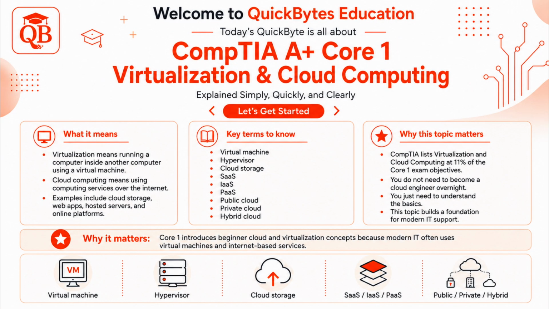Core 1 also introduces virtualization and cloud computing. This sounds advanced, but the beginner idea is simple. Virtualization means running a computer inside another computer using a virtual machine. Cloud computing means using computing services over the internet, like cloud storage, web apps, hosted servers, or online platforms. CompTIA lists virtualization and cloud computing at 11% of the Core 1 exam objectives. So you do not need to become a cloud engineer overnight, but you do need to understand the basics. You should know terms like virtual machine, hypervisor, cloud storage, SaaS, IaaS, PaaS, public cloud, private cloud, and hybrid cloud.